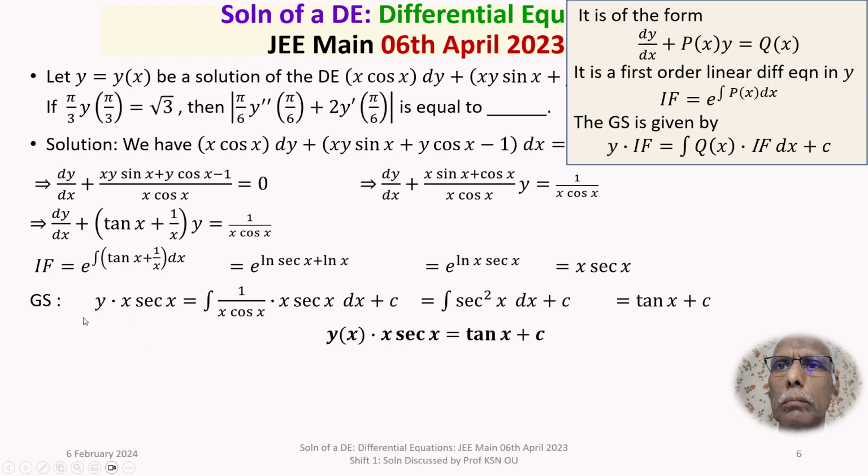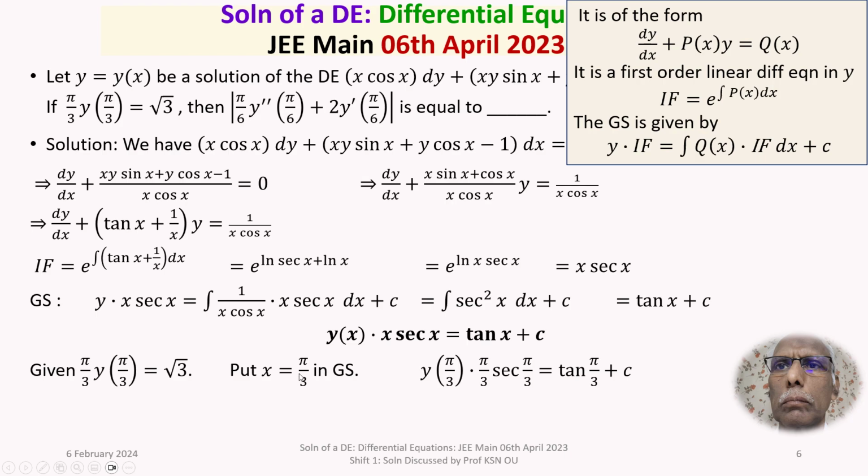So y is a function of x. Therefore, instead of y, we have written y(x) times x sec x is equal to tan x + c. To evaluate this c, we use the condition. The condition given is (π/3) times y at π/3 is equal to √3.